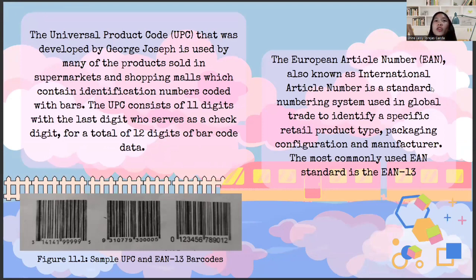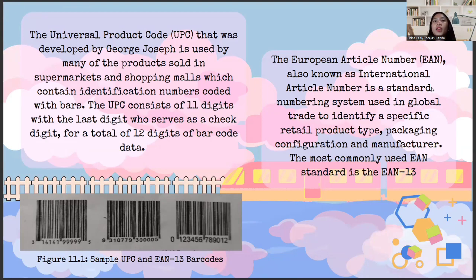The UPC, or the Universal Product Code, that was developed by George Joseph, is used by many of the products sold in supermarkets which contain identification numbers. The total number of digits in a UPC is 12, and the last digit is the check digit.